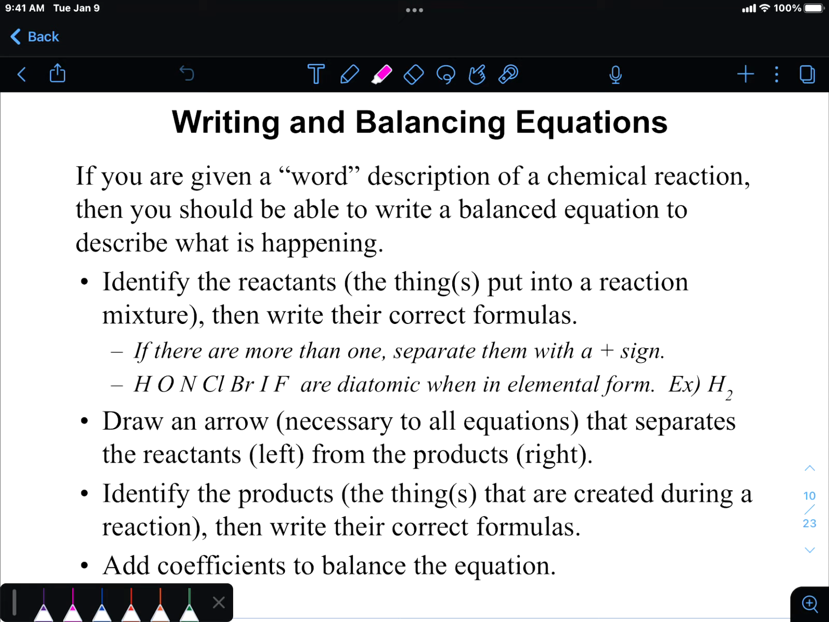Now, I want to bring this up. There are 7 elements that are known as the diatomic elements. All right, so these 7 elements, hydrogen, oxygen, nitrogen, chlorine, bromine, iodine, and fluorine, when they are alone and unbonded, and by unbonded, that means that's what elemental form means, then they're written with a subscript of 2. Okay, so you're going to see these often written as O2, N2, F2, Cl2, etc. Okay, whenever they are alone.